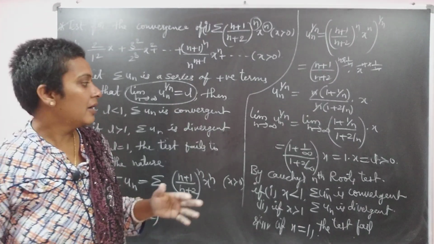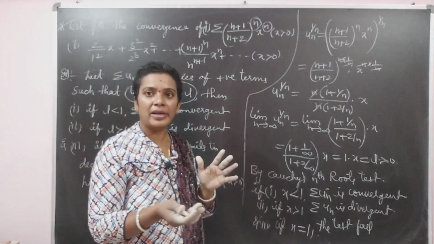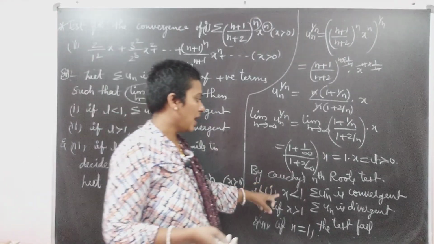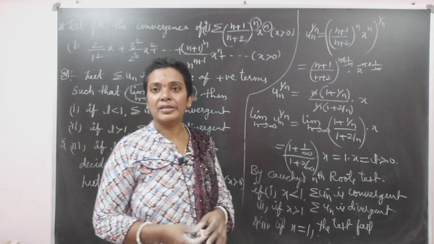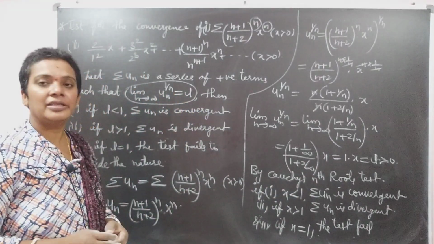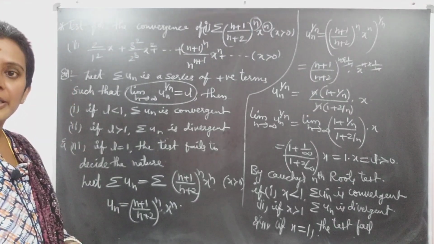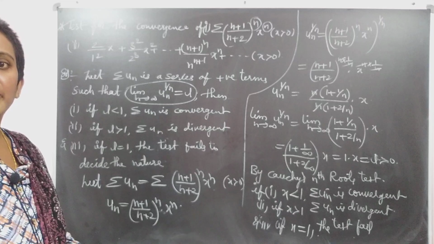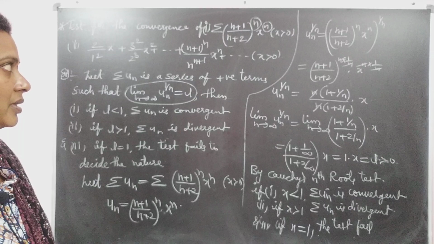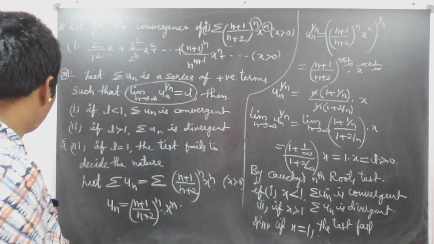If it is less than 1, that is 0 to 1, there are also some values in between, some less than 1 values are there. So if the x value is less than 1, simply we can say that the sigma un is convergent. If x is greater than 1, we can say that the sigma un is divergent. If x is equal to 1, then the test fails to decide the nature of the convergence. Okay, this is the procedure. In the same way, we can apply the second one also.